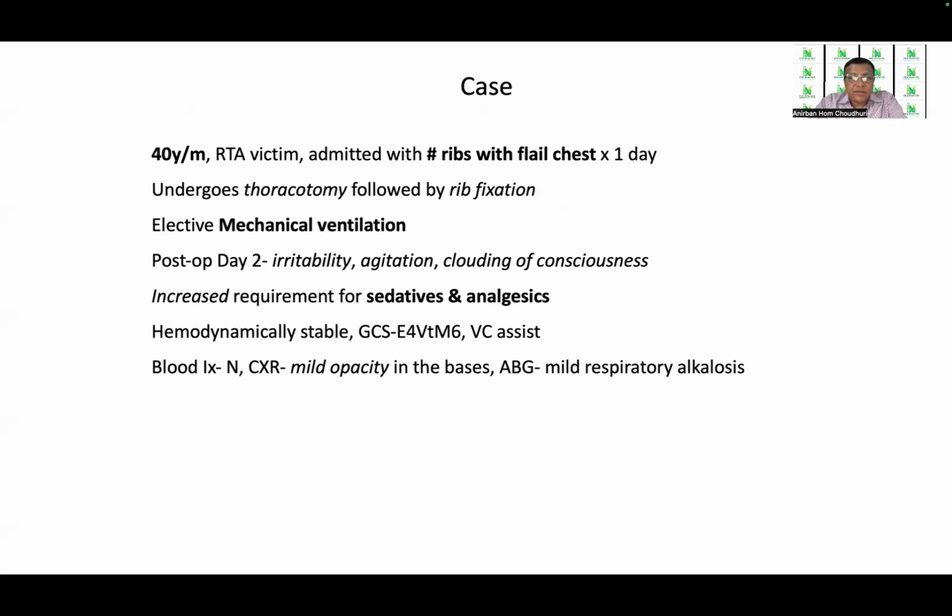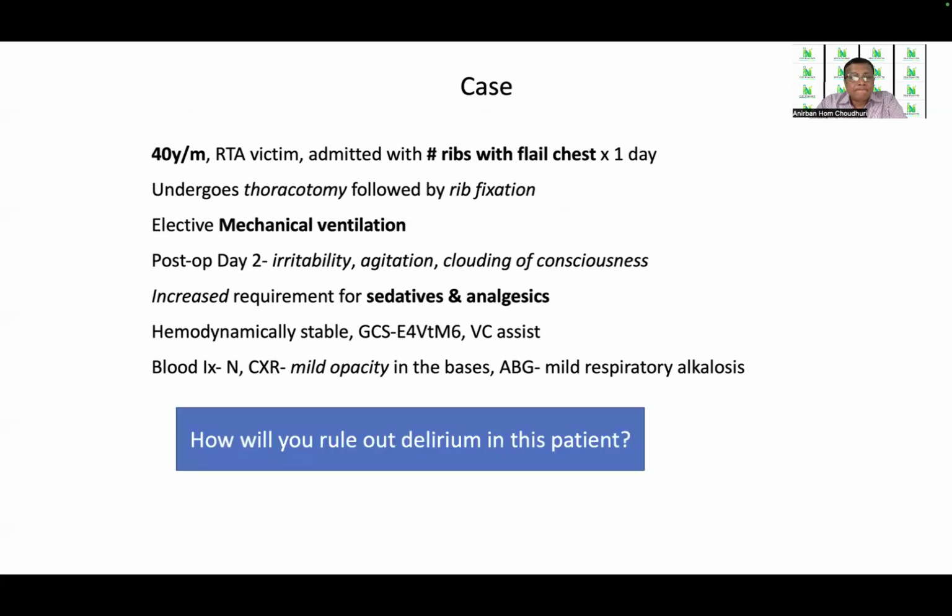The GCS is E4, VT, and M6. Patient is on volume control assist and generating reasonably adequate tidal volume within the normal range with a normal respiratory rate. The investigations of the blood, the CBC is normal. The chest X-ray shows mild opacity in the lung bases, and the ABG shows only mild respiratory alkalosis. So how will you rule out delirium in this patient?